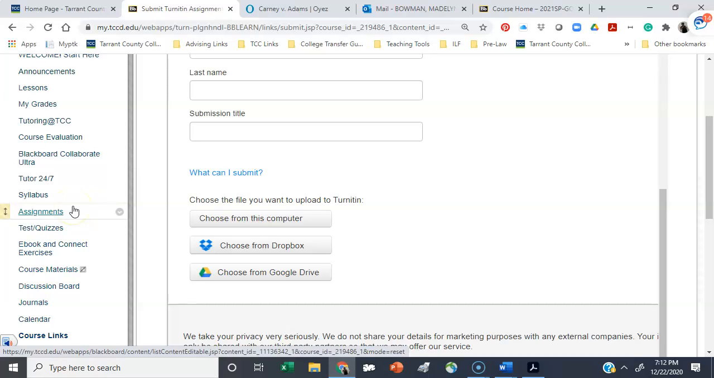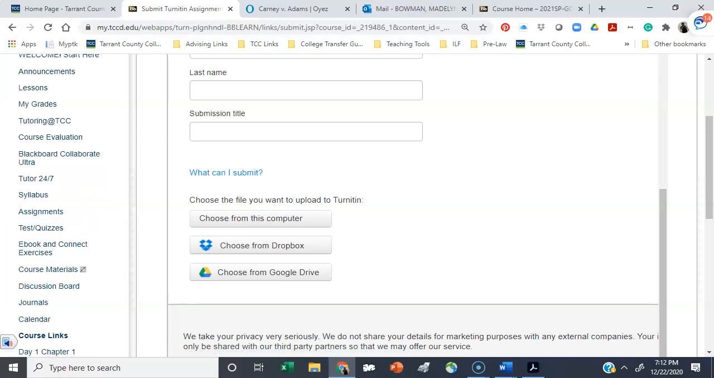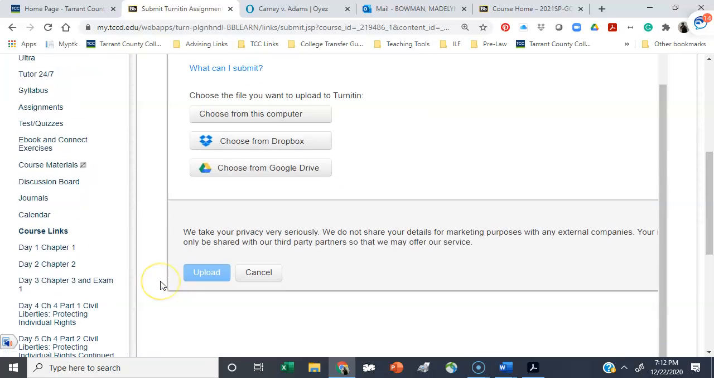And this is due the same day as quiz 2. So remember, quizzes and assignments are always due on the same day.